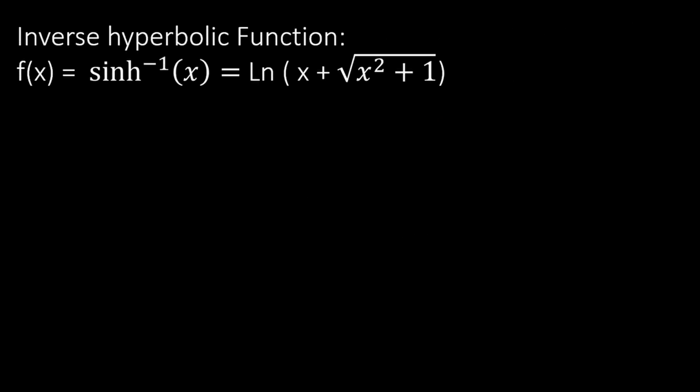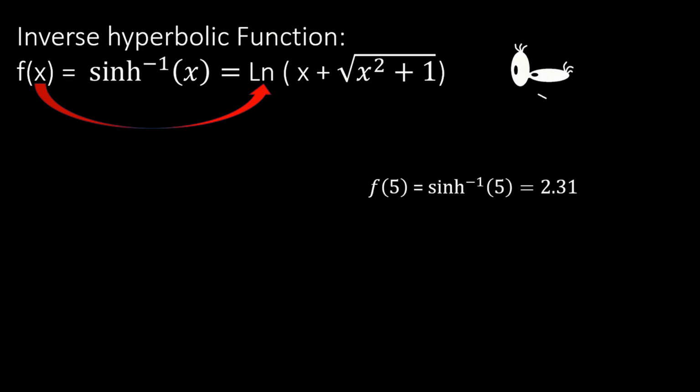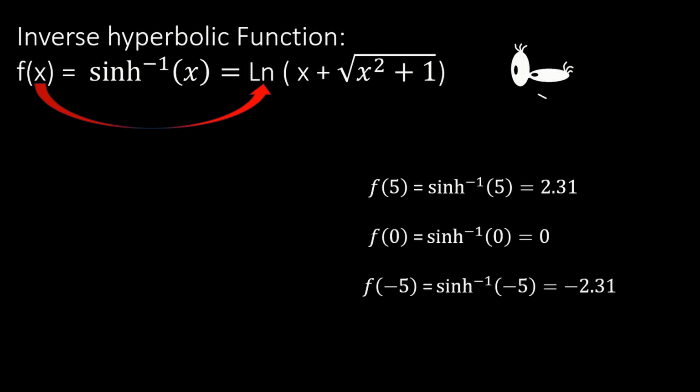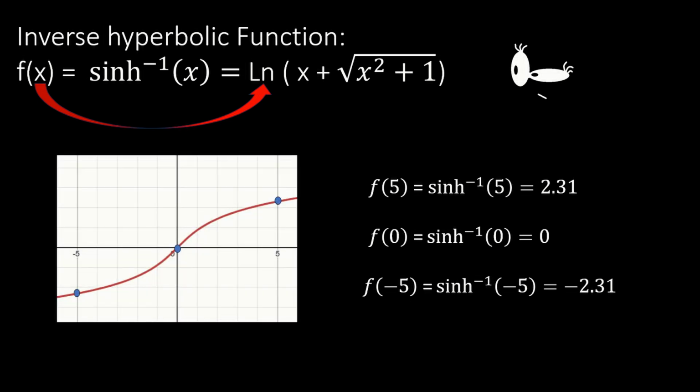Inverse hyperbolic sin function. This is sinh inverse x. For example, inputting 5 gives about 2.31. Inputting 0 gives 0, and inputting negative 5 gives about negative 2.31. The graph is the inverse of the hyperbolic sin function.